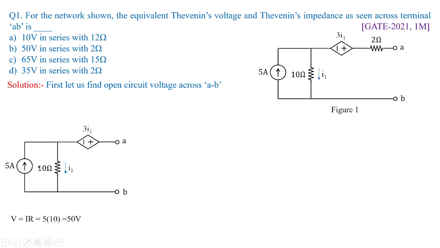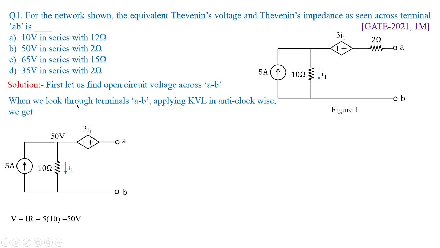Now here you can see 5 amperes when it is flowing in 10 ohms, it would be 50 volts. So this can be changed with the help of source transformation, assuming 50 volts over here. So that 50 volts I am assuming over here. Okay. Then when we look through terminals AB, applying KVL in anti-clockwise direction, we are going to get. So I have taken this A, B terminal.